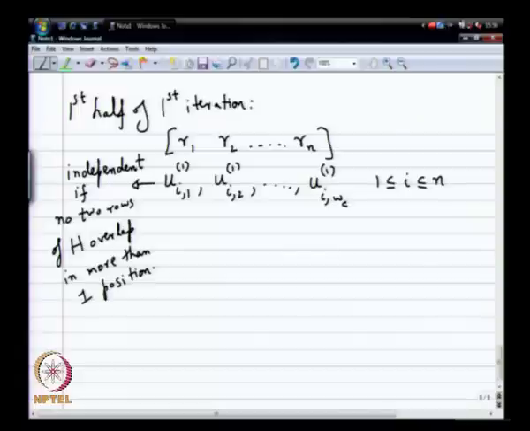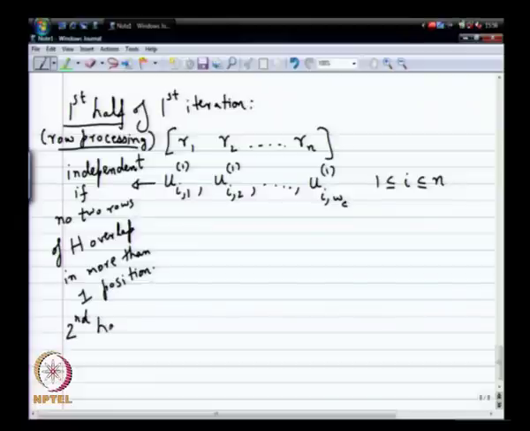In the second half of the first iteration, the first half is always called row processing. Clearly the rows of the parity-check matrix are involved, so it is called row processing. The second half is called column processing. Let us see what you can do in the second half, which is also called column processing.